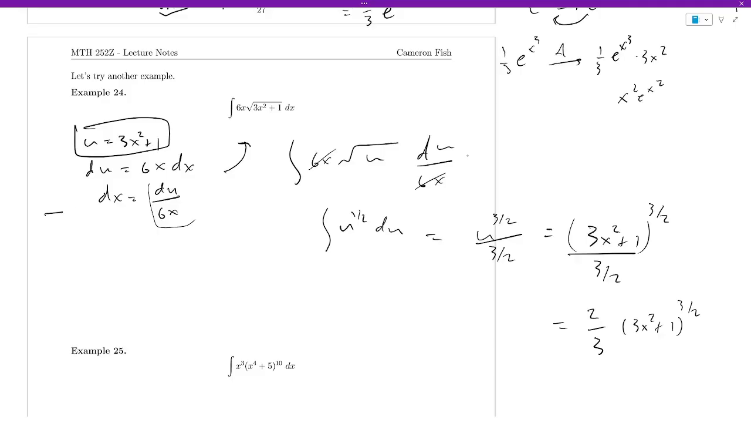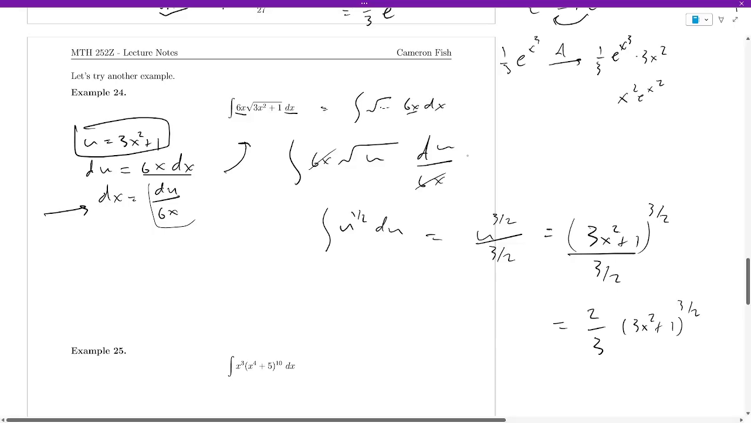I will mention something. You don't have to do this step. I just kind of like it because I can just replace the dx. But a lot of people just skip this step, and they're like, okay, hey, I see 6x dx right here, and right here I see 6x dx. Remember when you multiply, the order doesn't matter, so I could do my square root thing, and then have the 6x dx at the end. And so I could literally replace this 6x dx with du. So if you like that better, you can do that as well.